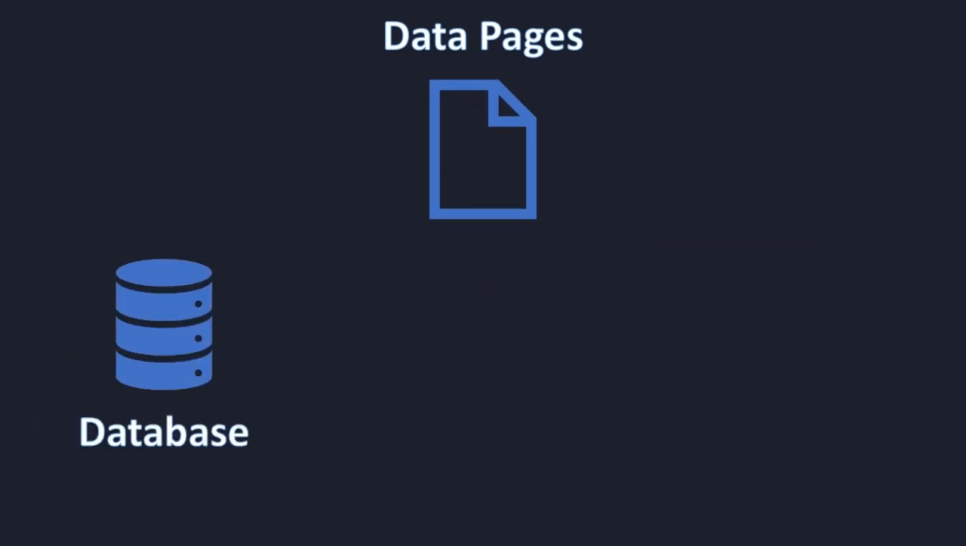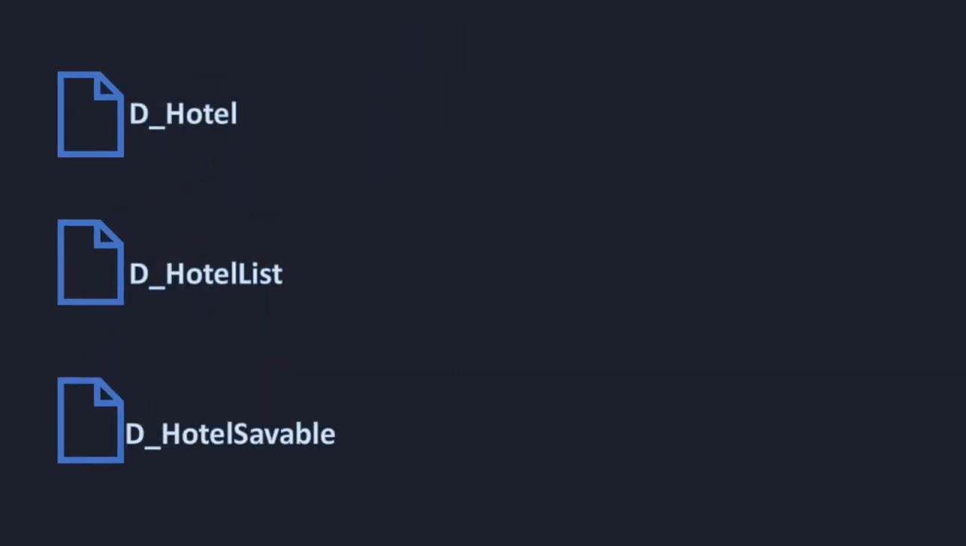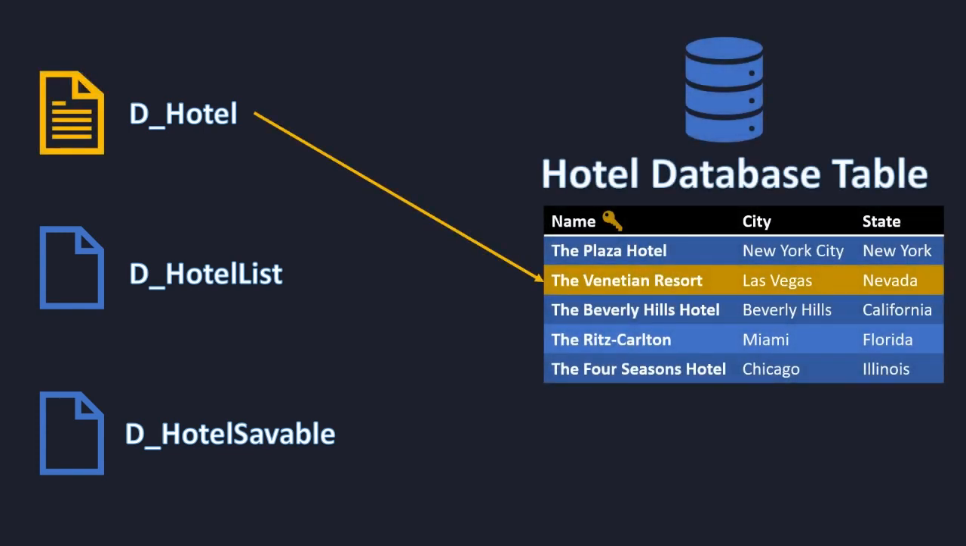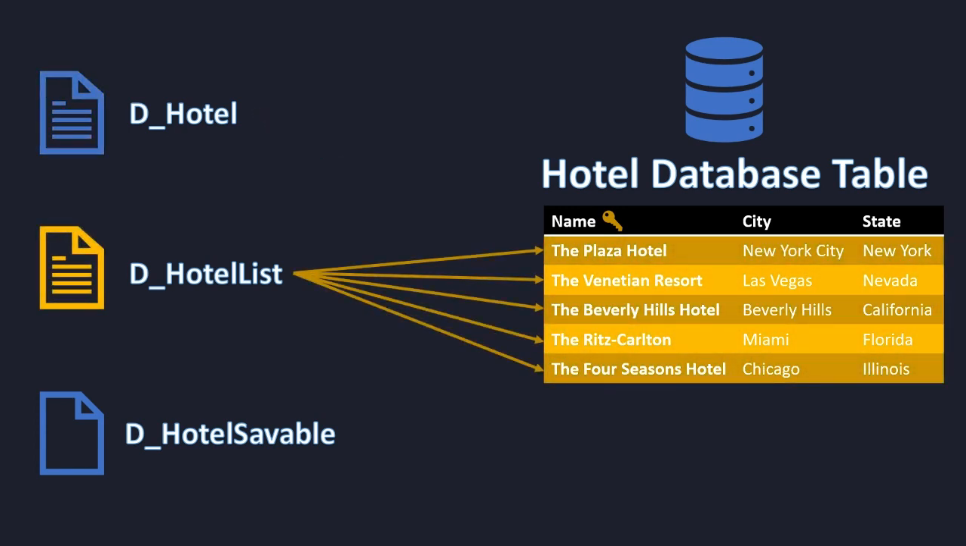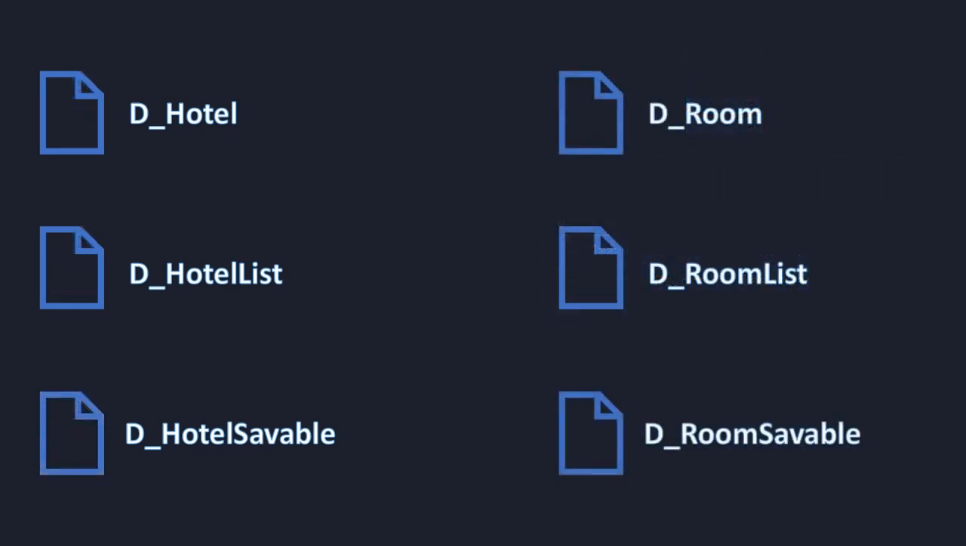I like to think of data pages as a bridge between a system of record and our Pega application. The data page can be used to fetch information and make it available in a case type. Let's take for example the hotel data type. When we created the hotel data type, Pega created three data pages: hotel, hotel list, and hotel savable. Hotel retrieves a single record. Hotel list retrieves multiple records, and hotel savable updates an existing record. And the same is true for a room data type.